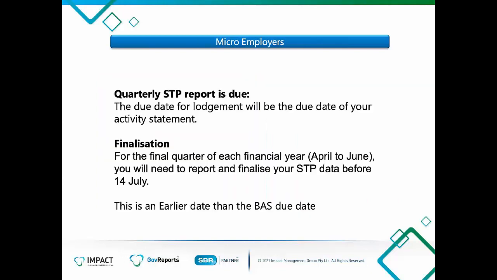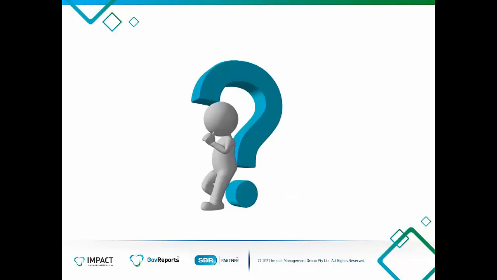The due date for the lodgement will be the due date of your activity statement if you do get that quarterly lodgement, and again the finalisation is going to be the 14th of July, even though it's an earlier date than the BAS is due. So it will mean there's going to have to be some heavy lifting, I guess, in that first 2 weeks after the 1st of July.